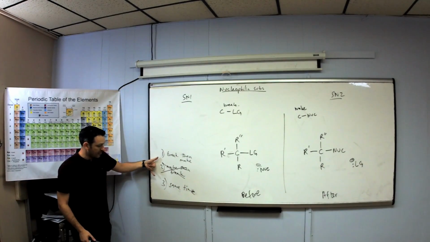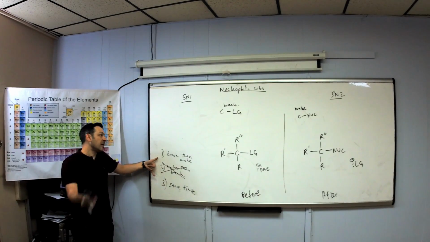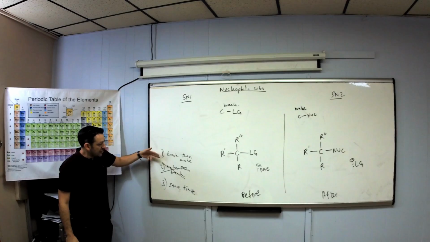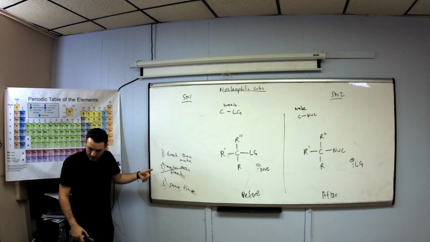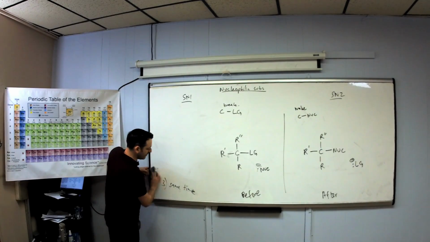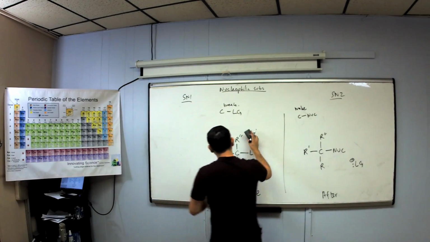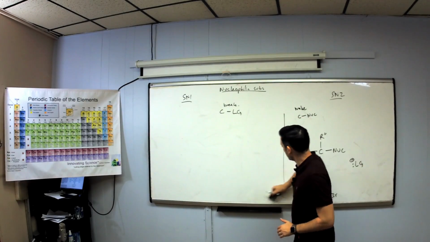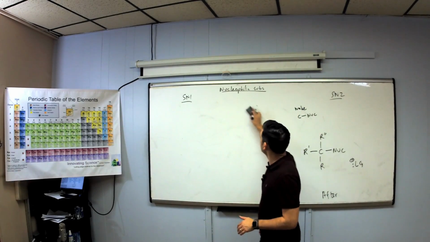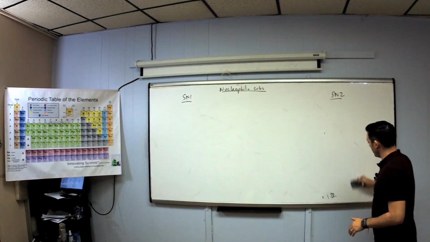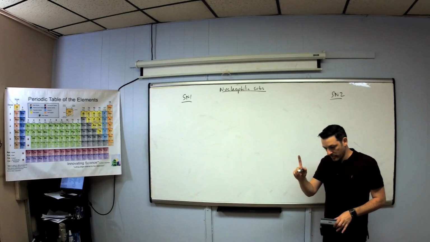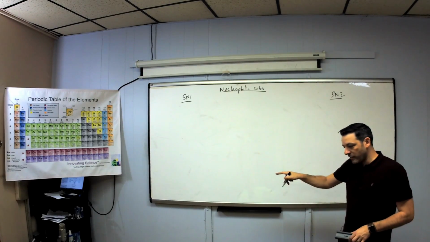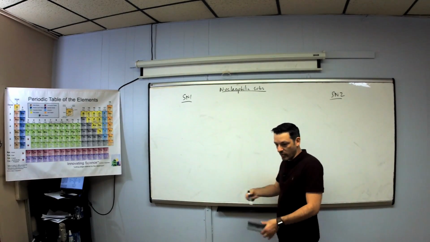In one of these cases, both the bonds break and form at the same time. And in the other case, it's in two steps. The bond breaks first, and then some point later, a new bond is formed, right? And at first it's a little counterintuitive, because we need to know what Sn1 and Sn2 stand for. See, when you do it simultaneously, it's all in one step. And when you break the bond first, then make the bond, it's in more than one step, right?